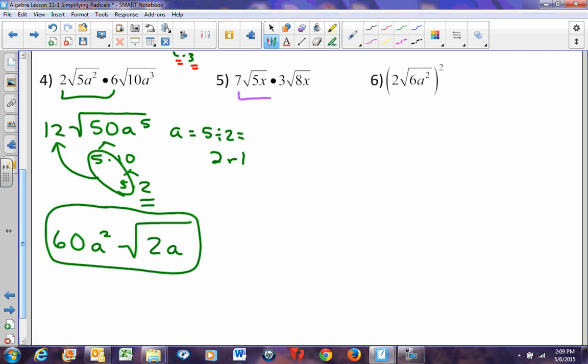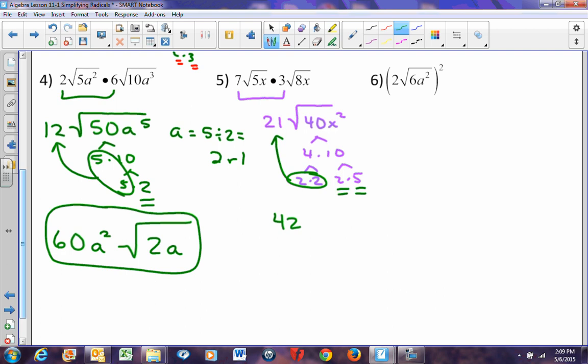Let's look at this one. Outside times outside, that's going to be 21. Inside times inside, 8 times 5 is 40x squared. 40 is 4 times 10. 4 is 2 times 2. 10 is 2 times 5. Pair up my numbers. Pair up 2. That goes outside and gets multiplied by the 21. 21 times 2 is 42. What's left? 2 times 5, which is 10. How many x's can come out? 1, because 2 divided by 2 is 1. So 42x square roots of 10.